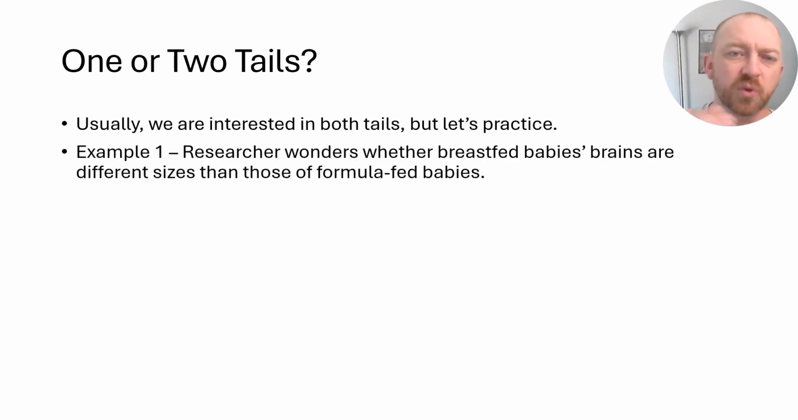Okay, in this one, a researcher wonders whether breastfed babies' brains are different sizes than those of formula-fed babies. Okay, the key word here is that I said different sizes. Because I said different sizes, I didn't specify whether they were bigger or smaller. So this researcher seems to be leaving it open to either possibility. Either they're larger on average or smaller than average. Therefore, that is a two-tailed test criterion. Now, if the researcher said, I really don't expect they would be smaller, I really think they're going to be bigger than formula-fed babies, that would be a one-tailed test criterion.